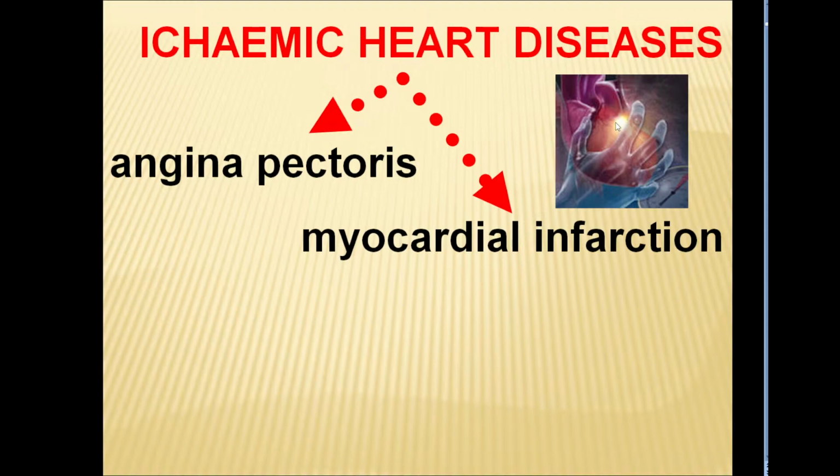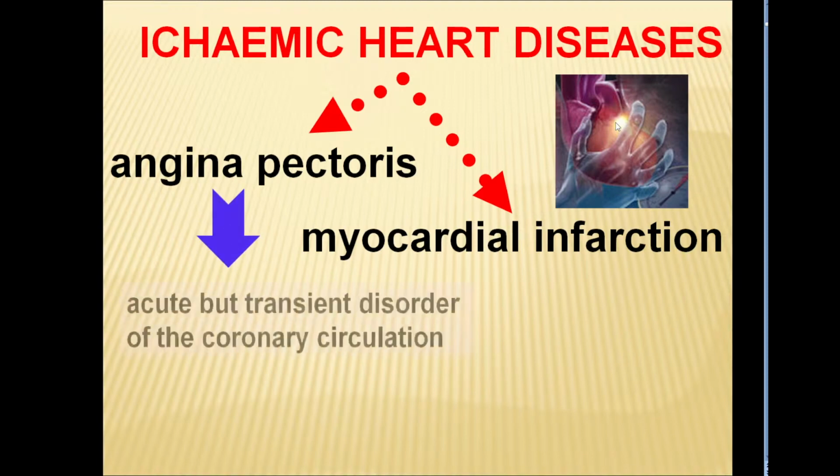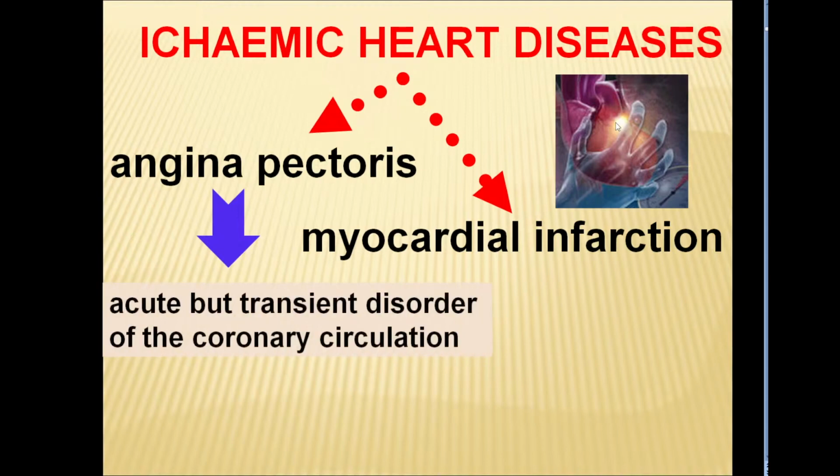And we distinguish two main problems: angina pectoris and myocardial infarction. When we are talking about angina pectoris, we mean acute but transient disorders of the coronary circulation. Coronary circulation is restricted for a short time and not accompanied by significant affection of the heart. The process develops slowly. Later there will be some problem with the heart, such as formation of cardiosclerosis. But this process is slow because the disorder of coronary circulation is short. And it may be relieved with some medicines about which we'll speak later.